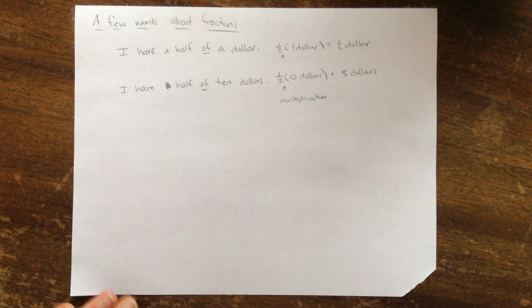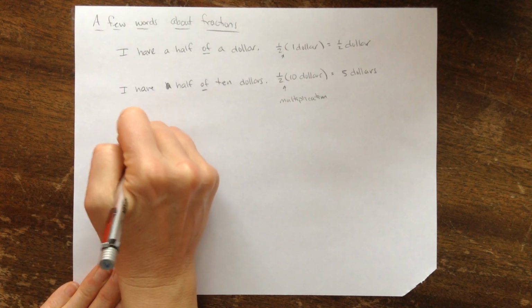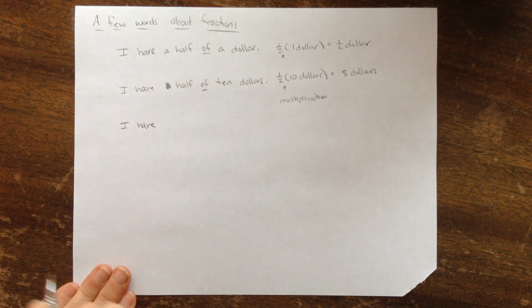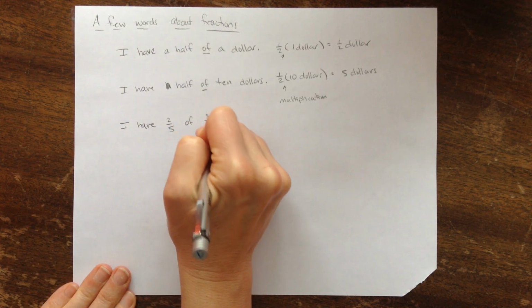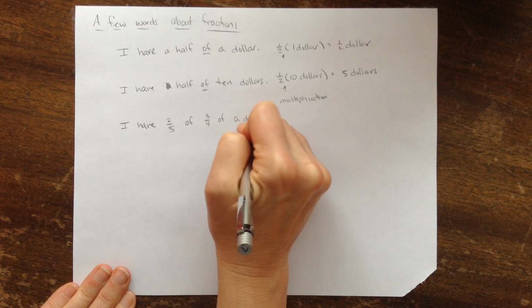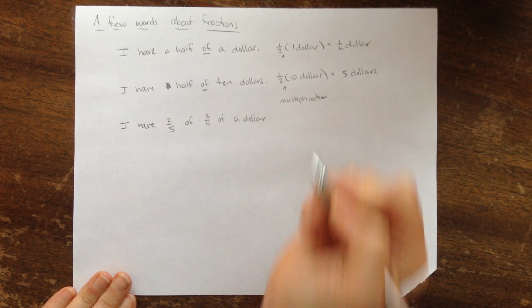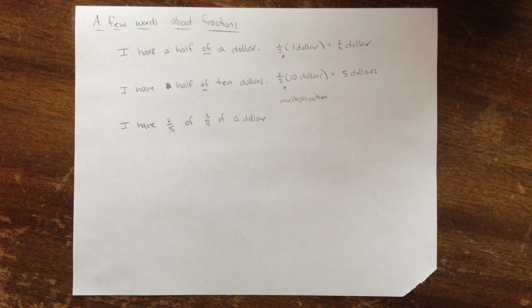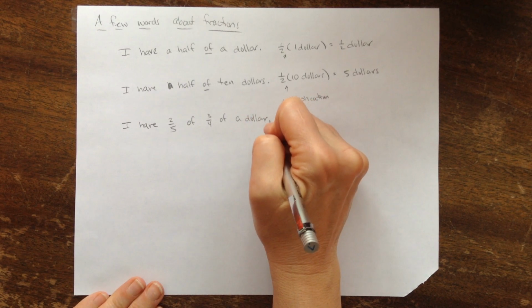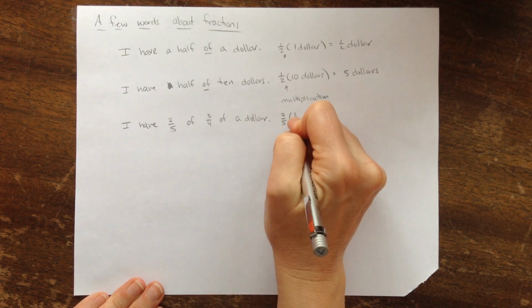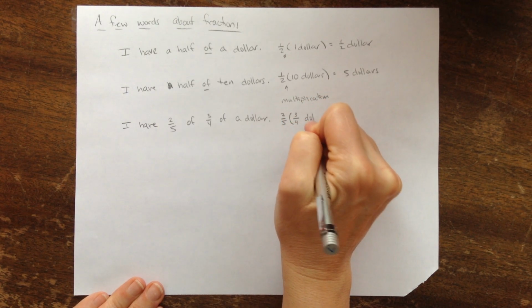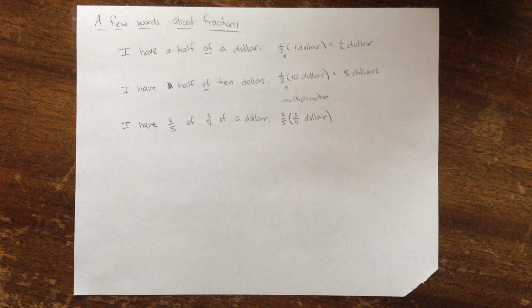Okay, so let me do a more interesting one. Suppose I have, let me come up with some good fractions, 2/5 of 3/4 of a dollar. This is a little bit more challenging. So I'm going to write this down just like I did before. I have 2/5 of, so this is going to be multiplication. I'm going to multiply the 3/4 of a dollar by the 2/5.